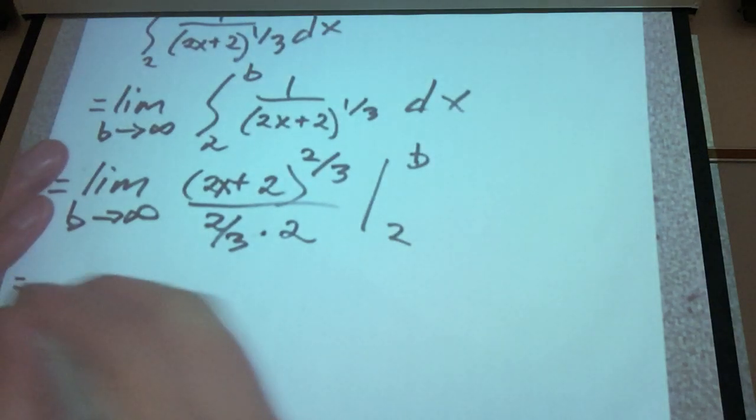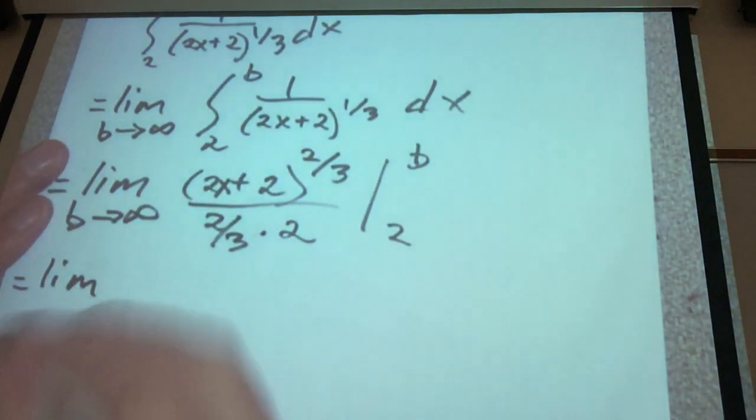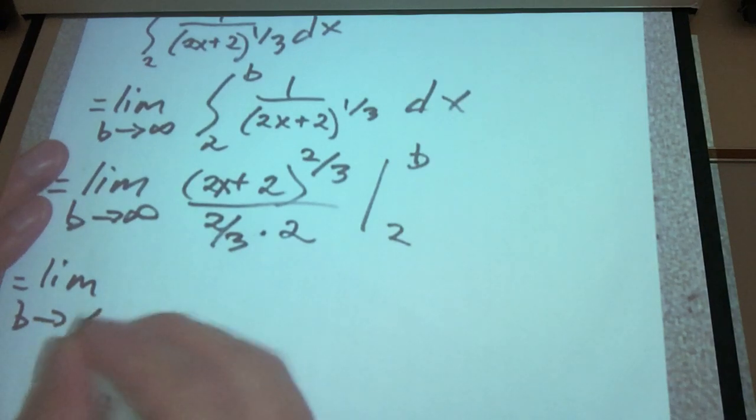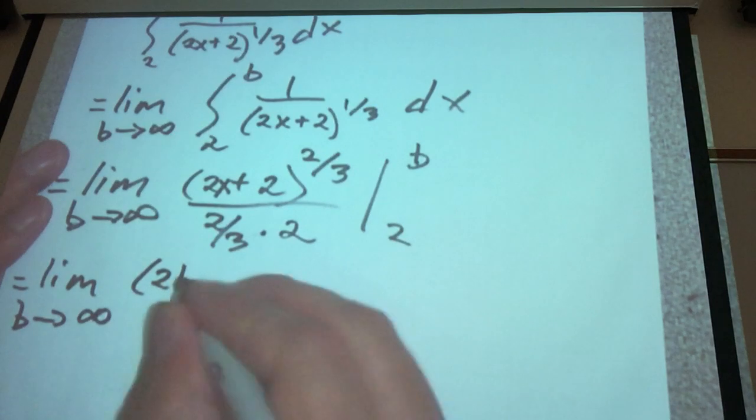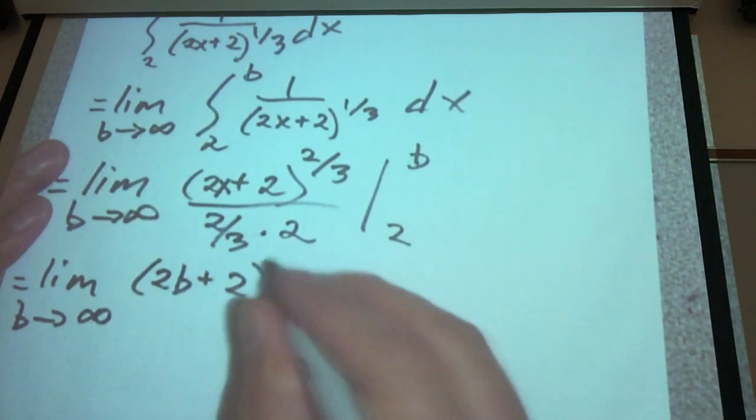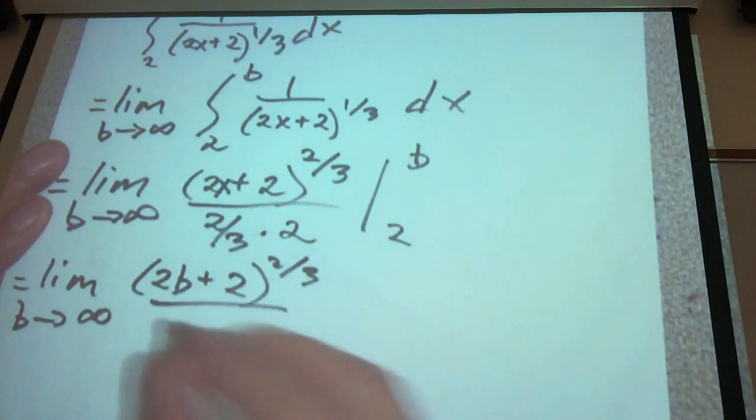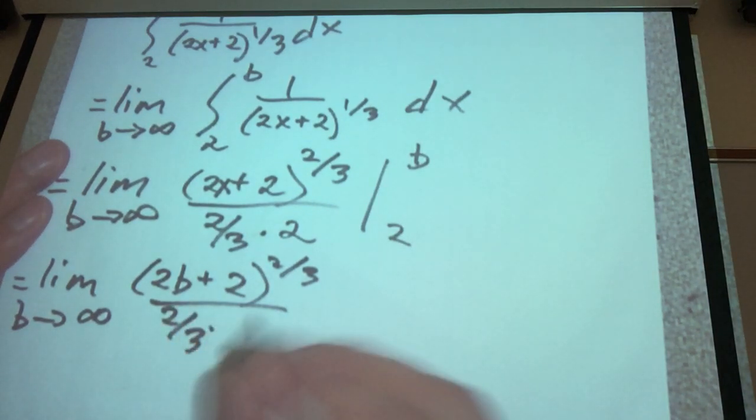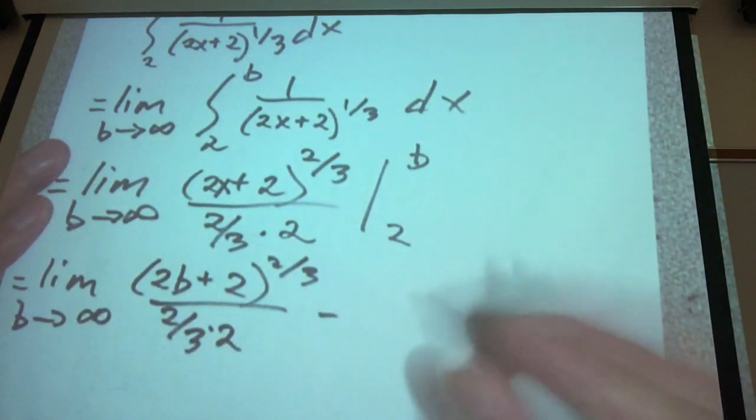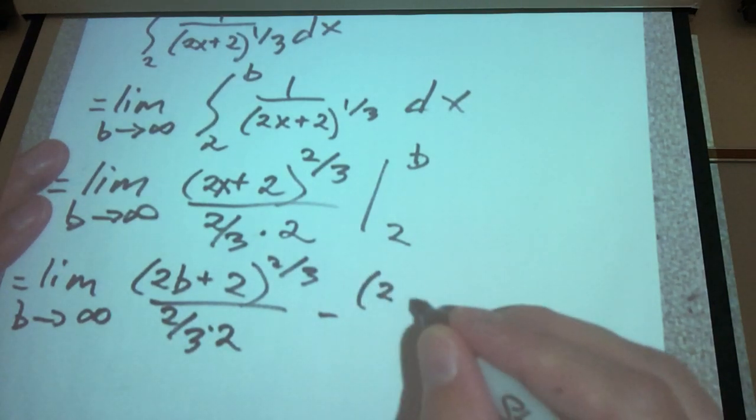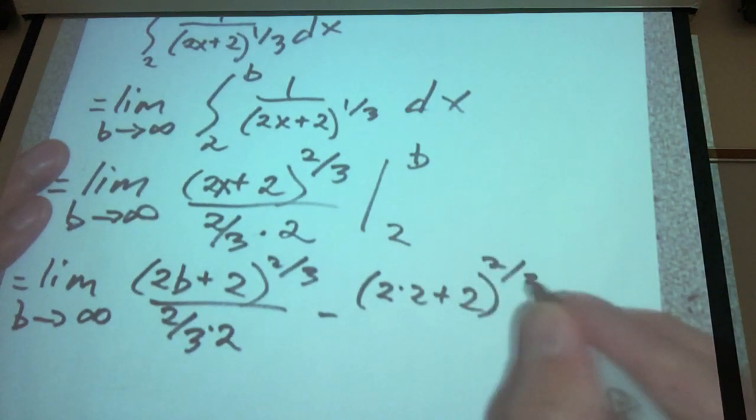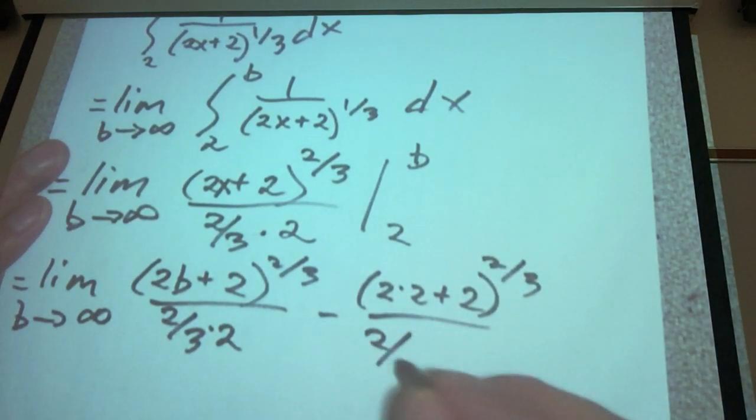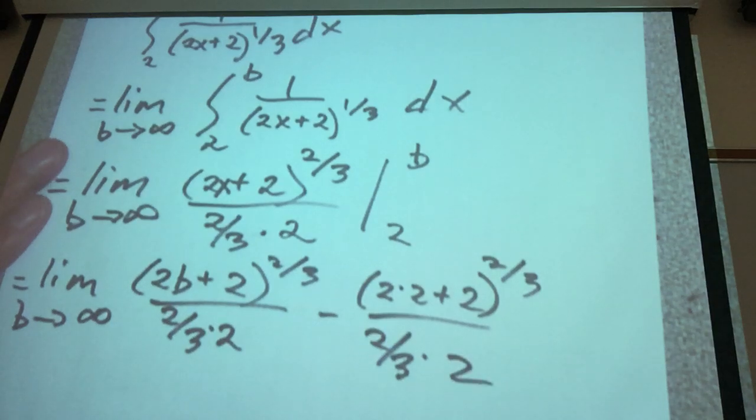And so that's going to equal the limit as b tends towards infinity of (2b plus 2) to the 2/3 power divided by, and I know I can simplify this, but let's just leave it the way it is, and then minus (2 times 2 plus 2), there's a lot of 2's, to the 2/3 divided by 2/3 times 2, like that.